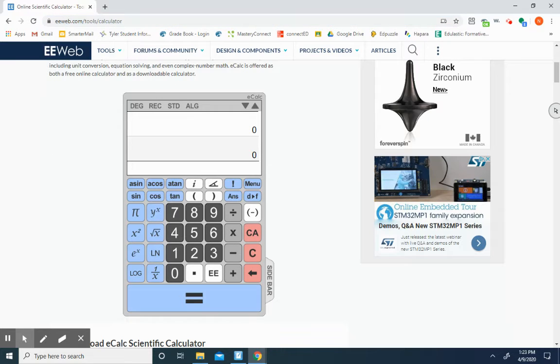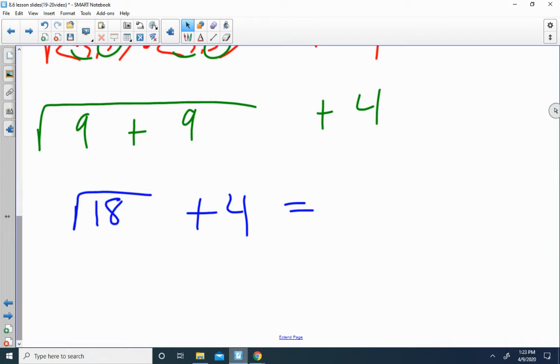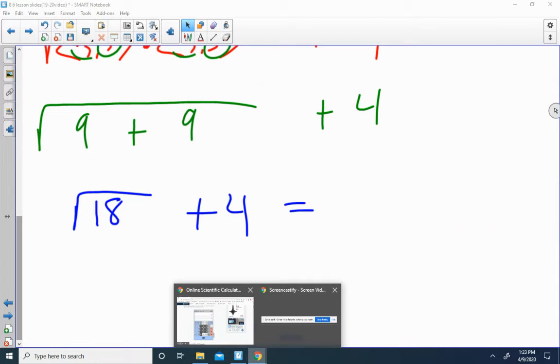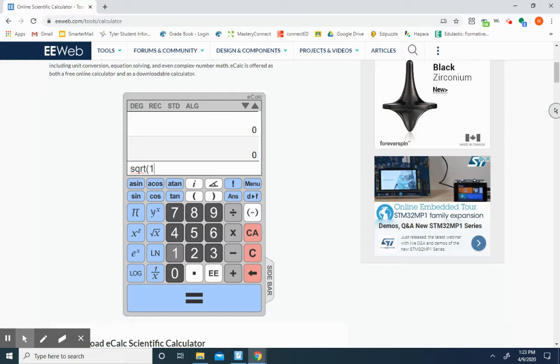eeweb.com/tool/calculator. We will be using this calculator quite a bit in this lesson, so make sure you have it ready. And also, make sure you have it in degrees. We are going to need that. But anyway, we currently just have to do the square root of 18 plus 4. So let's do the square root of 18, figure out what that is.